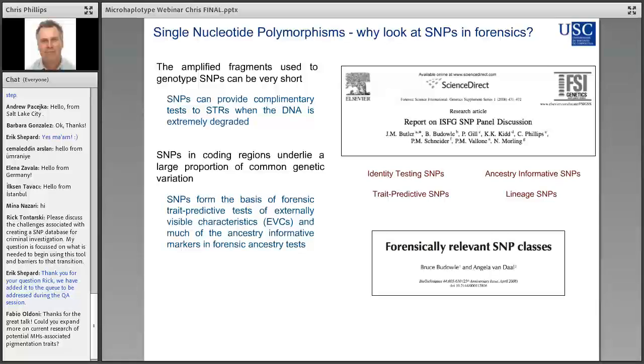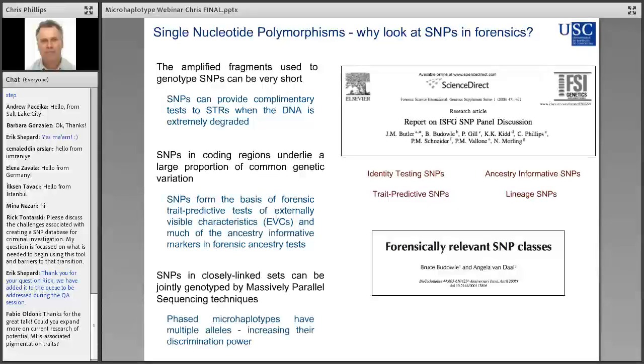These ideas of classifying SNPs for purpose were carried further in a nice review by Bruce Budowle and Angela Van Daal in Biotechniques the following year. And as we've heard, SNPs in closely linked sets can be jointly genotyped when we apply massively parallel sequencing techniques. This allows us to phase the microhaplotypes when they have multiple alleles, and this increases the discrimination power of short sequence segments markedly, because we're looking at a whole range of alleles rather than just two alleles.